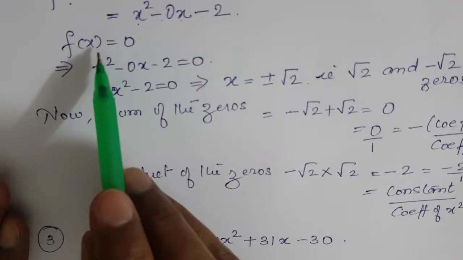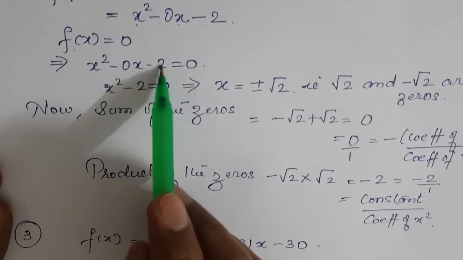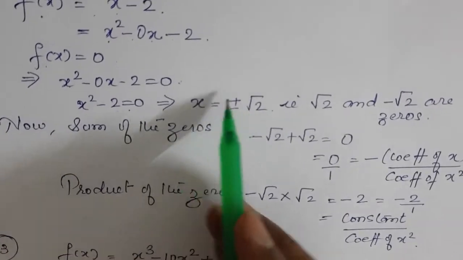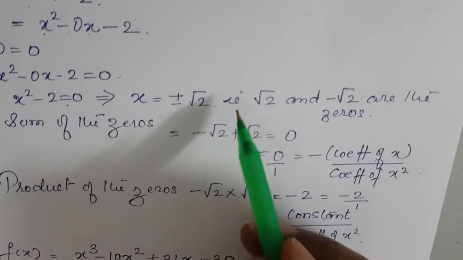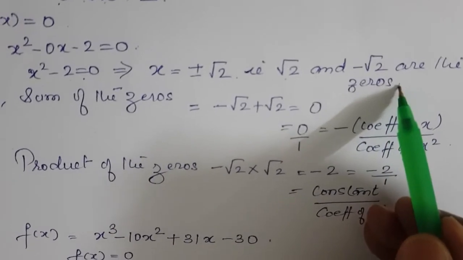So, to find out the zeros, you will equate f(x) to 0, that is x square minus 0x minus 2 equal to 0, or x square minus 2 equal to 0. So this implies that x is equal to plus minus root 2. That is, root 2 and minus root 2 are the zeros, right?